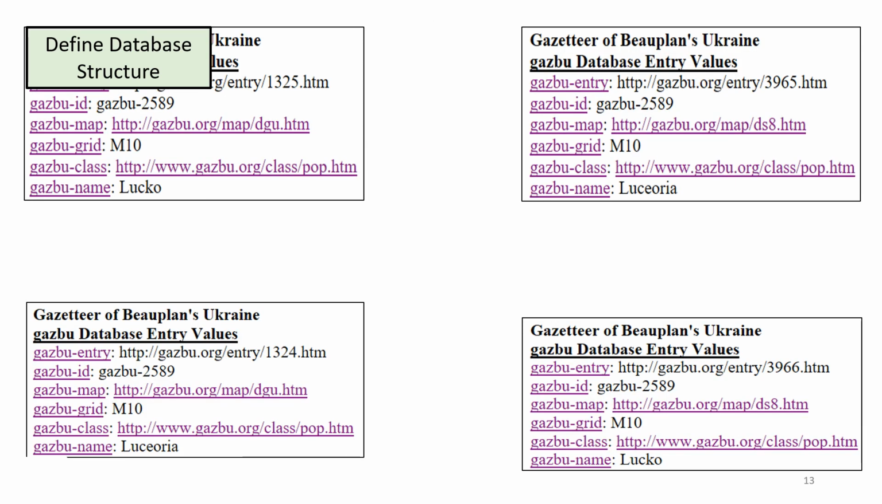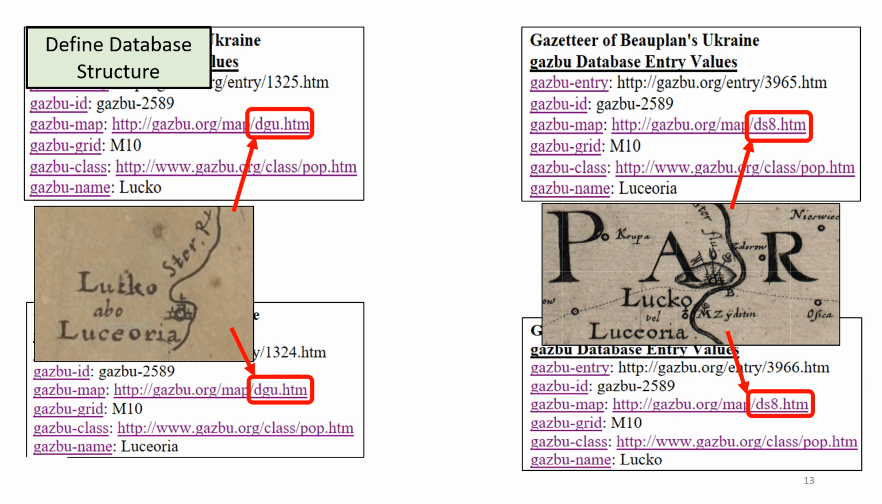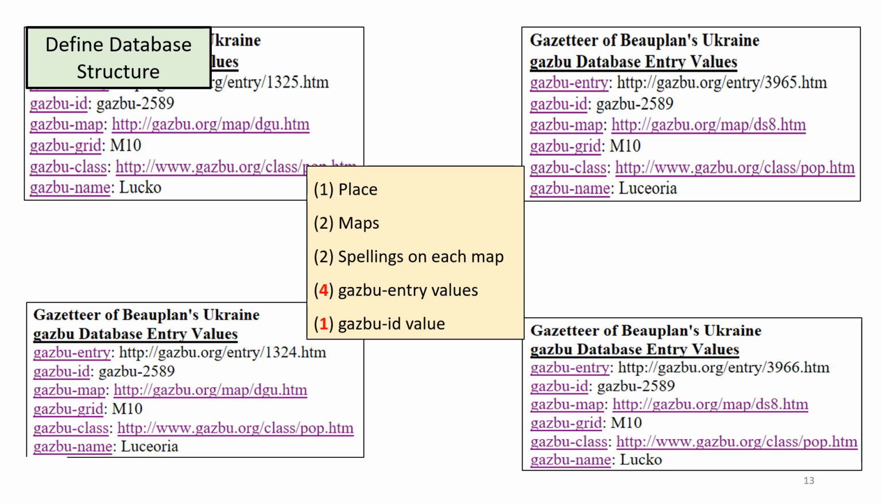Here's an example of a place that appears on two different Beauplan maps, with two different spellings on each map. The result is four database entries, each with a unique entry value, but all with the same ID value. So here we have one place on two maps with two spellings on each map, producing four entry values, all with the same ID value.